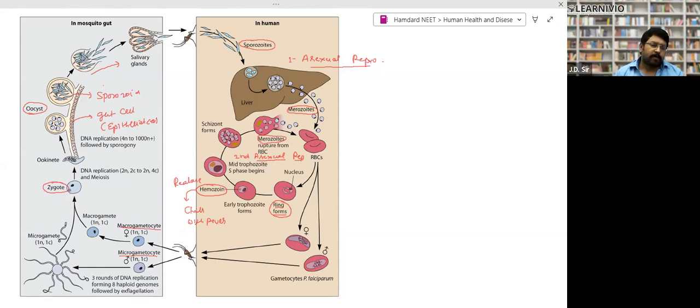So please note down the next point. Sexual reproduction of the malaria pathogen.